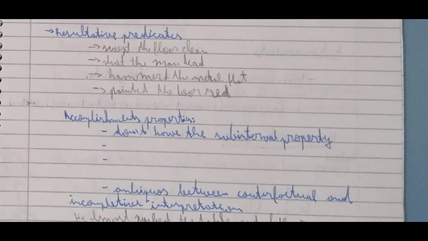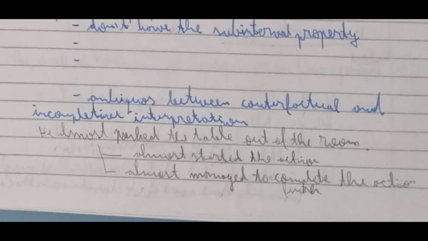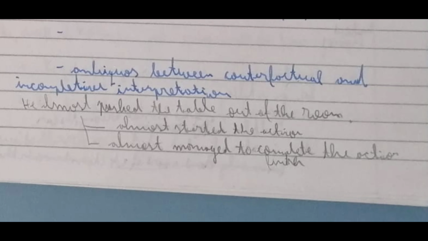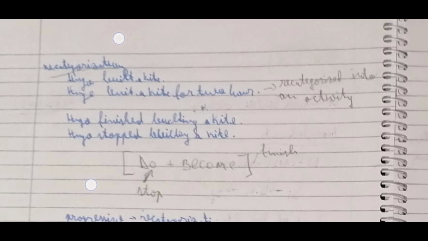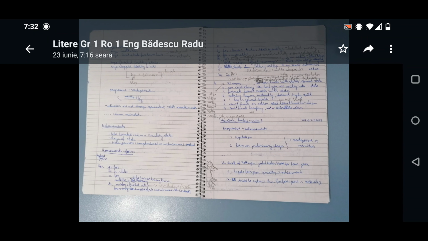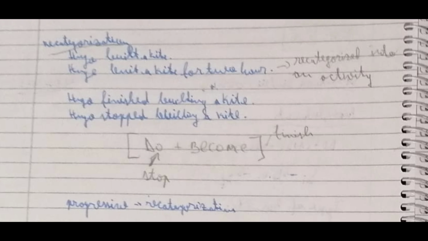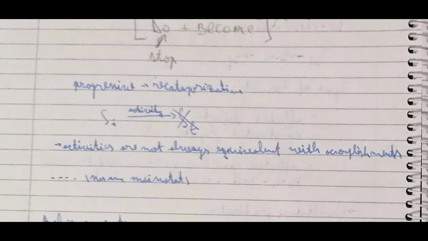Affix between counterfactual and incompletive interpretative. He almost smashed the table out of the room. Almost started the action, almost managed to complete the action, almost managed to finish. Recategorization. Hugo built a bike. Hugo built a bike for 2 hours. Recategorized into an activity. Hugo finished building a kite. Hugo stopped building a kite. Do or stop plus become. Finish. Progressive to recategorization.